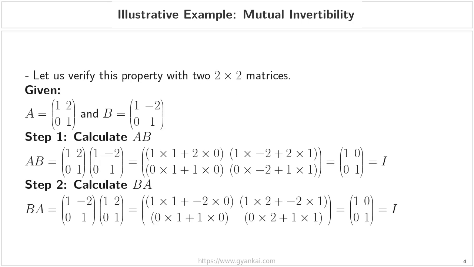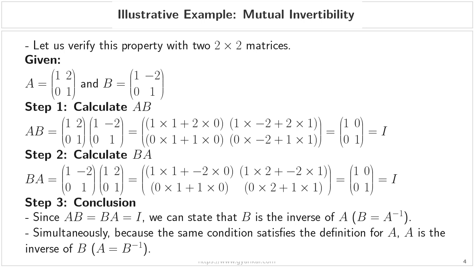In step 2, to test for mutual invertibility, we must perform the multiplication in the reverse order. B times A again, calculating the elements. 1 times 1 plus -2 times 0 equals 1, 1 times 2 plus -2 times 1 equals 0, 0 times 1 plus 1 times 0 equals 0, and 0 times 2 plus 1 times 1 equals 1. Once again, the result is the identity matrix, I.